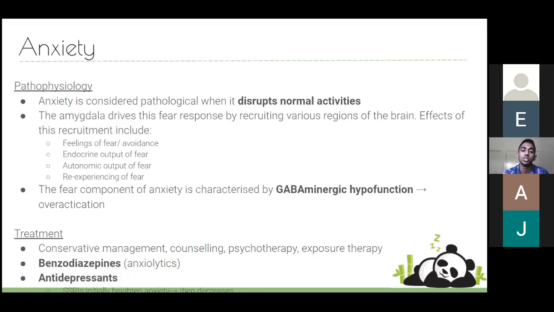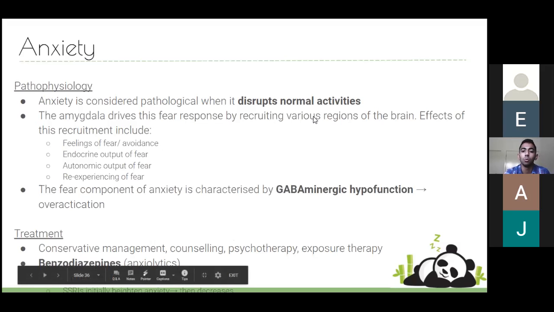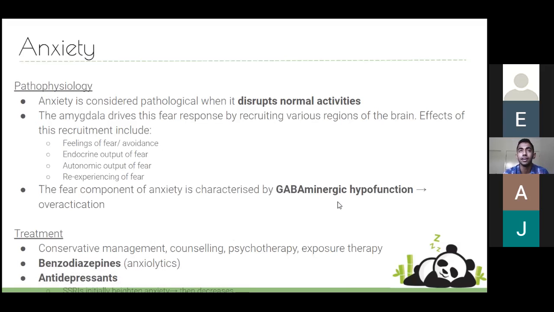Pathophysiology. What's the pathophysiology behind it? So it's basically, again, overstimulation of the brain, which is going to lead to a disruption of our normal activities. And that's mainly because of GABAergic hypofunction. So too little inhibition of our brain's neurons.